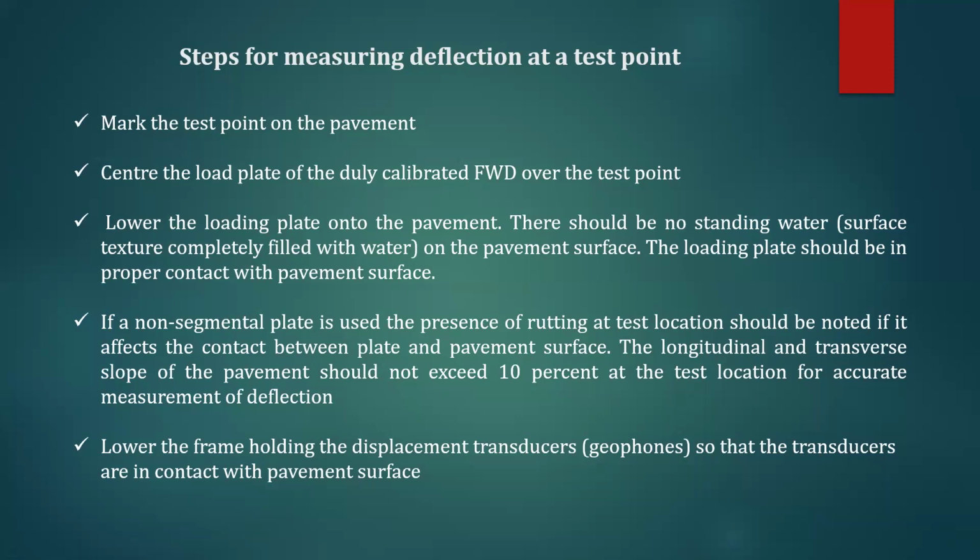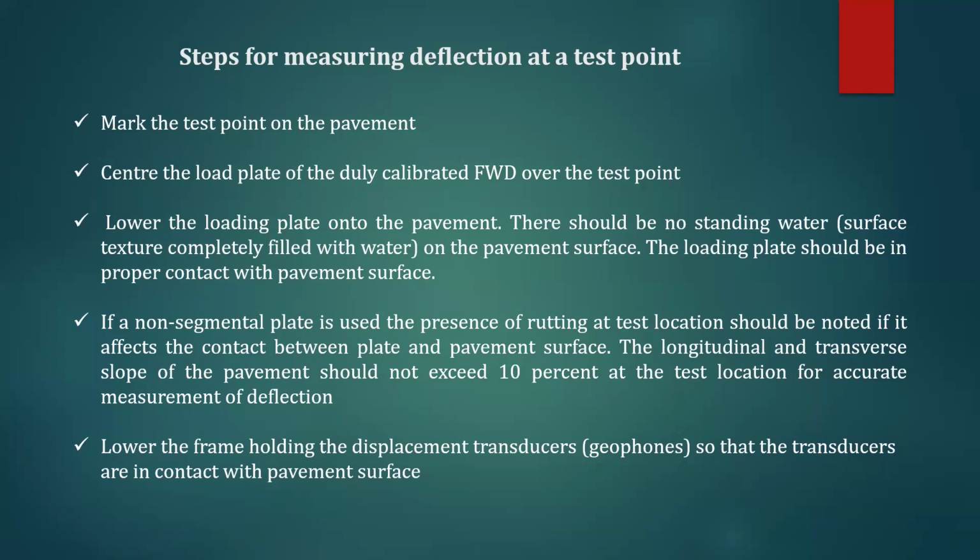A rubber pad of 5 mm is used at the bottom of the loading plate to have uniform distribution of the load. The load is a mass dropped from a certain height, and it should be properly distributed, and only then do you get the proper sensor deflection. If a non-segmented plate is used in the presence of rutting at a test location, it should be noted whether it affects the contact between the plate and pavement surface. We have slopes, camber and so on. In that case, we use a segmental plate. Otherwise it is one circular plate, as I told in the previous case also.